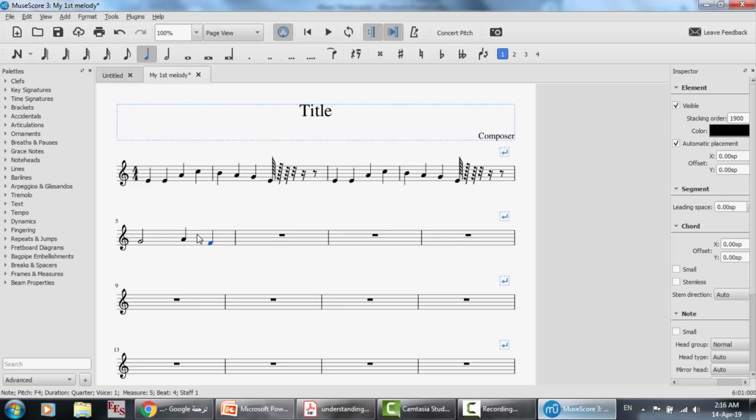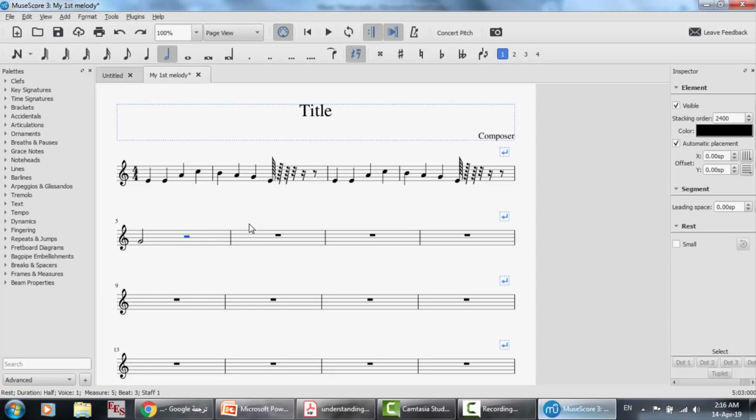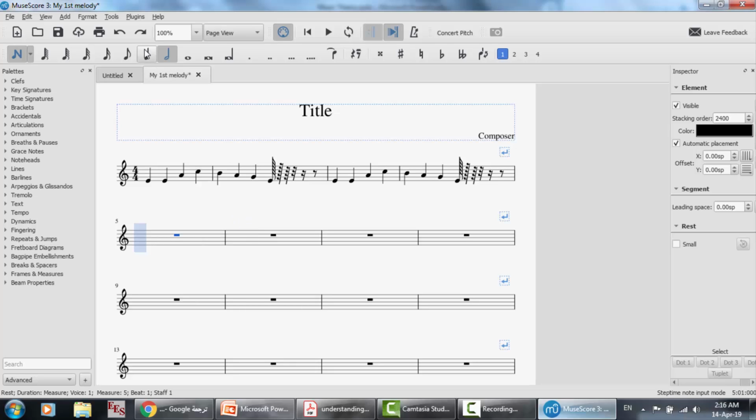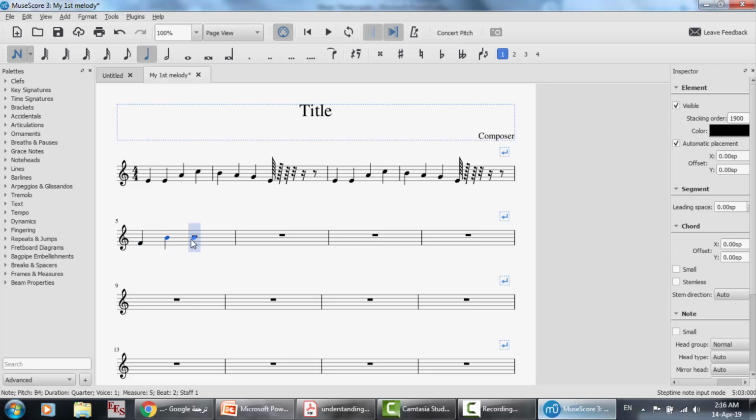Just mathematics, or calculations, very simple. What if I put one of this? I'll be able to put four. So this is the idea. This is the whole idea.